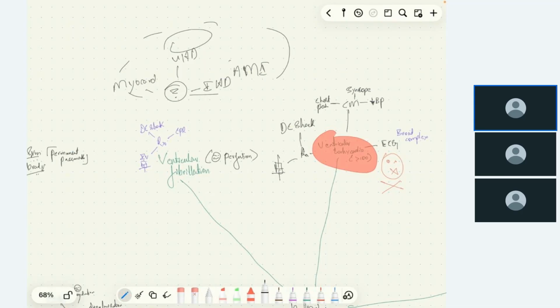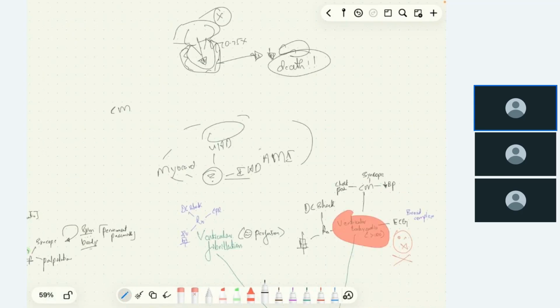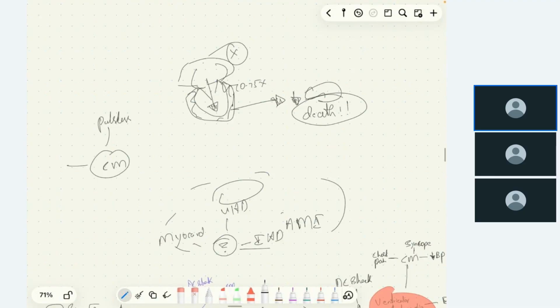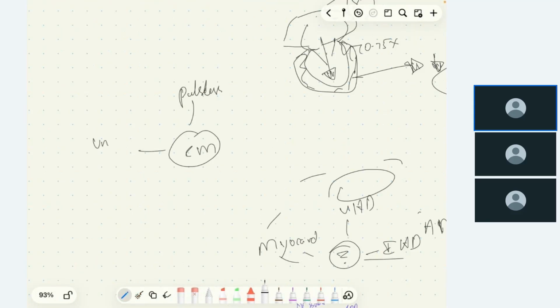What are the clinical manifestations of ventricular fibrillation? The patient will be pulseless. Why? Because there is no ventricular contraction. When there is no ventricular contraction, no pulse. And also, as I mentioned, due to reduced systemic perfusion, rapidly the patient will become unconscious. There is a cessation of respiration, cardiac arrest, and death of the patient.